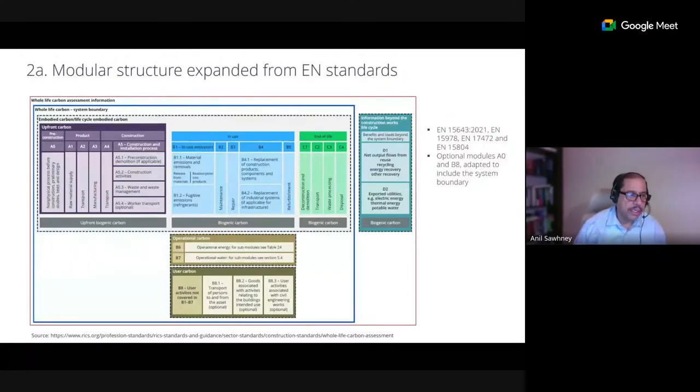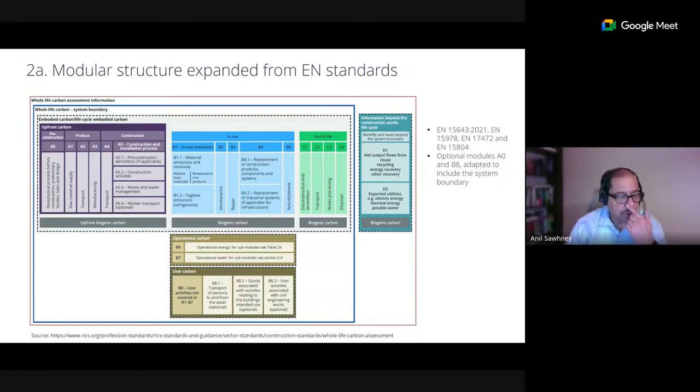Remember, I said I'll give you more details. This is the more detailed modular information structure, or information modules, that you need to then select. As I said, A0 pre-construction, typically 0 for buildings, used for infrastructure. A1 is for your raw material supply. A2 is for transport. A3 is for manufacturing. A4 is for transport from the manufacturer to your site. A5 is for construction and installation processes.